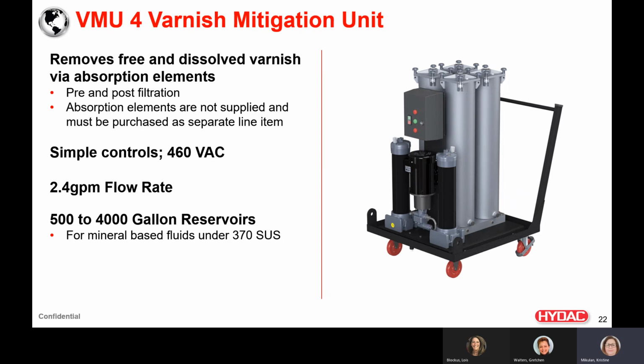This unit has a simple motor starter to turn the unit off and on. Again, it is going to be a 460 volt, 60 hertz, 3-phase power supply. The flow rate on this unit is only 2.4 gallons per minute because when we do want to remove varnish from the oil, we do need to do that as a very slow process, so we make sure we capture all of the varnish precursors. This unit is for mineral-based fluids under 370 SUS and up to 4,000 gallon reservoirs.